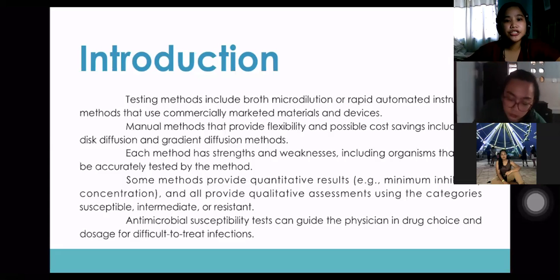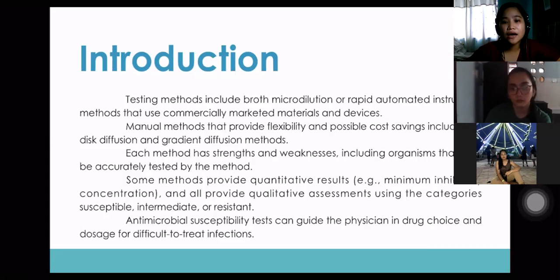And then next is, each method has strengths and weaknesses. Daw pareho lang man sa isang tao, hindi tanan perfect, may disadvantages kag advantages man ang kada isa. Some methods provide quantitative results. When you say quantitative, we are talking about the specific numbers or concentration of antibiotics needed to treat the infection from the patient. So we use this minimum inhibitory concentration or minimum bactericidal concentration. And all of them provide qualitative assessments using categories: susceptible, intermediate, and resistant.